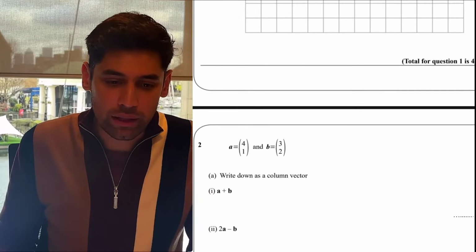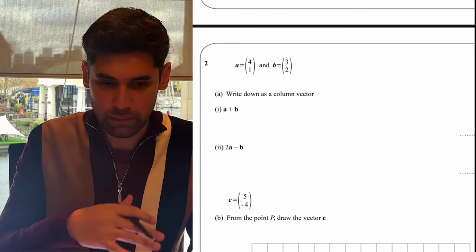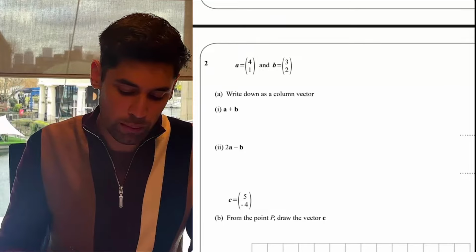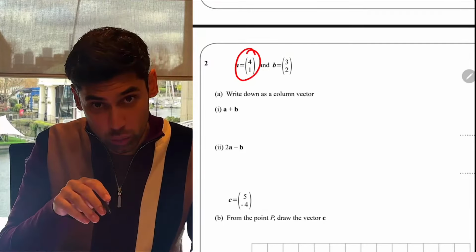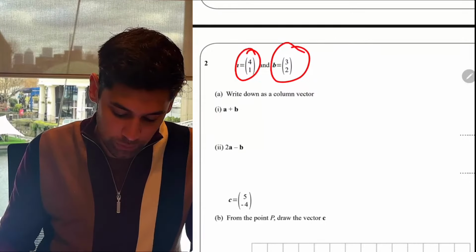This is exactly the same thing, so there's no point doing this. But yeah, we just add the top plus top, bottom plus bottom. Remember, (4, 1) means 4 to the right, 1 up. This one will mean 3 to the right, 2 up.